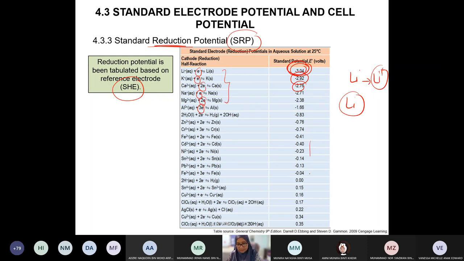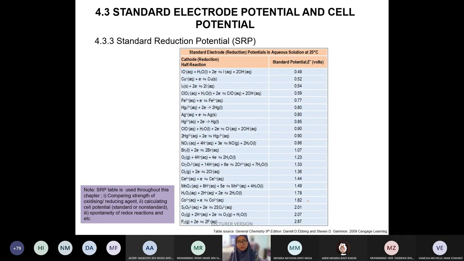Okay, and they're decreasing. Nampak? The value become more positive. See? They become more positive. Maksudnya apa? Lagi positive the value, lagi prefer it is to undergo reduction. Okay, lagi prefer to undergo reduction.